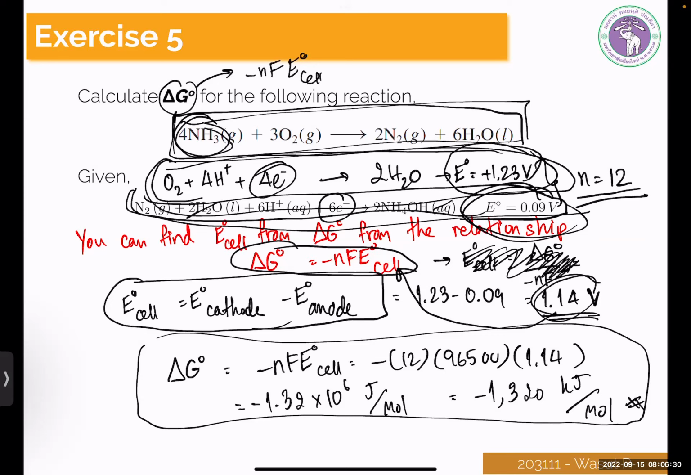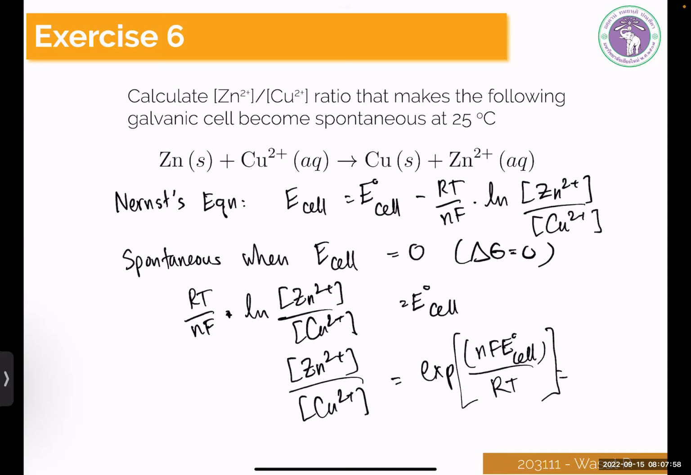For this exercise right here, I want you to calculate the ratio of the concentration of zinc 2+ and copper 2+ that makes the following galvanic cell become spontaneous. Of course, I'm going to use the next equation, where the E cell equals E naught of the cell minus RT over nF times the natural log of the reaction quotient.